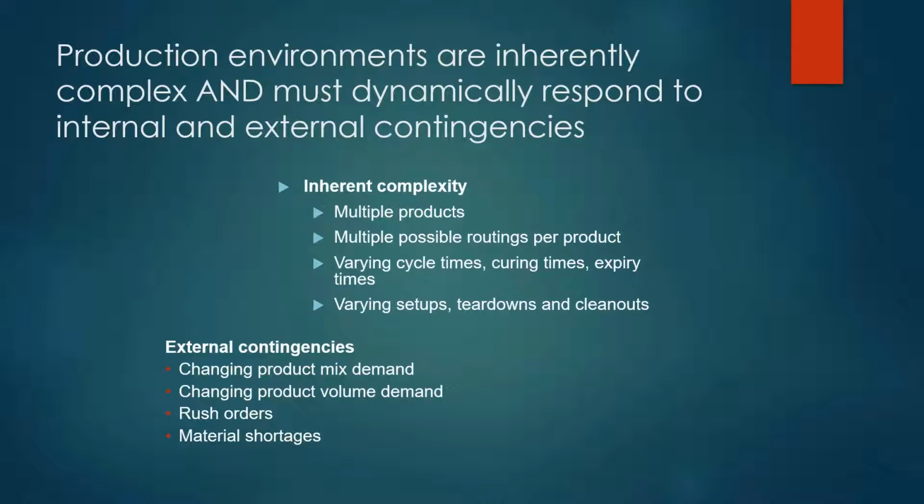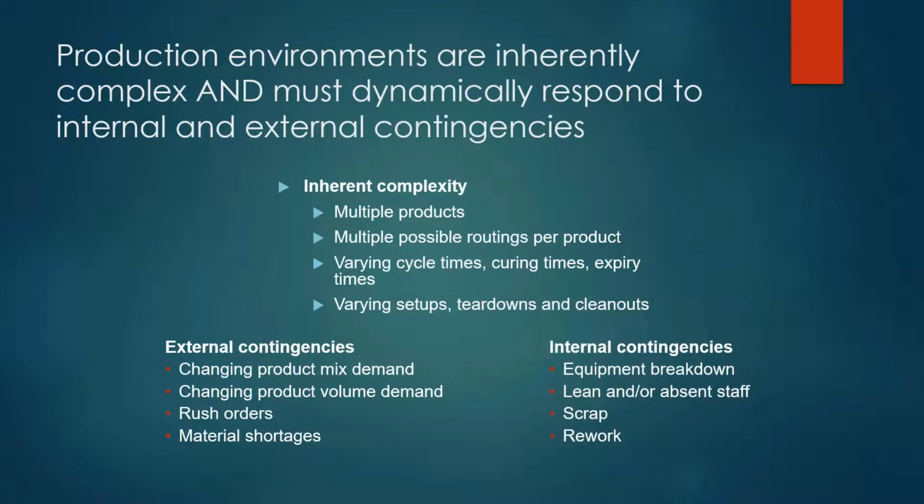Demand is often very demanding in the form of rush orders. And then also there can be unexpected material shortages or material lead times. That's the supply side of the supply-demand contingency picture. And as I had said, inherent complexity is complex enough, even if your equipment and your people are 100% reliable. But unfortunately, there are internal contingencies. There's equipment breakdown. Staffing may be very lean to start with, and then there could be unexpected absences, which result in a work center not being available for a period of time.